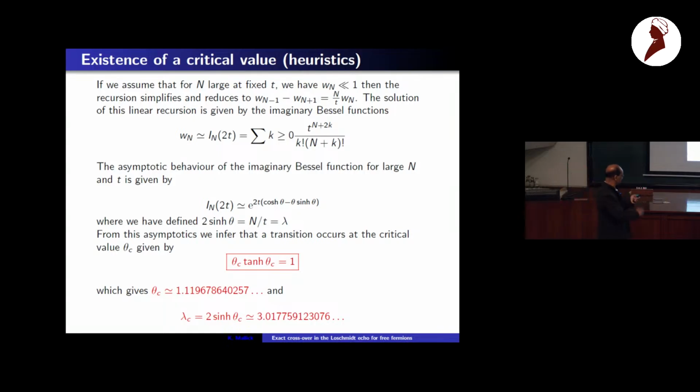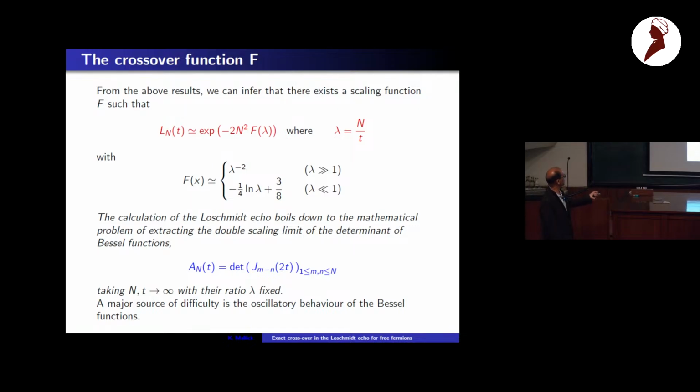So this gives you the hint that there's a critical value of theta given by this 1.196 and so on, which means lambda critical is around 3, exponential 1.1, for which the behavior between these two regimes should change. Okay? Again, this is not rigorous, or this is hand-waving. I will try to make that more clear in a while.